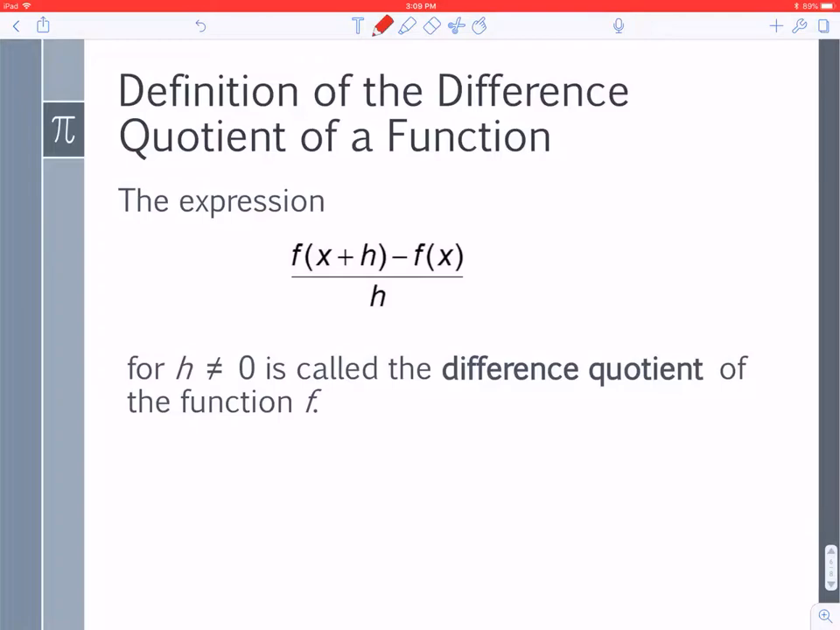All right, to evaluate the difference quotient, we're going to take this one step at a time. We're going to first evaluate our function at x plus h, and then we'll simplify that expression. Then we'll subtract from that expression, f of x plus h, the original function f of x. We'll simplify that expression, and then we'll take the result of that subtraction and divide it by h. So one step at a time.